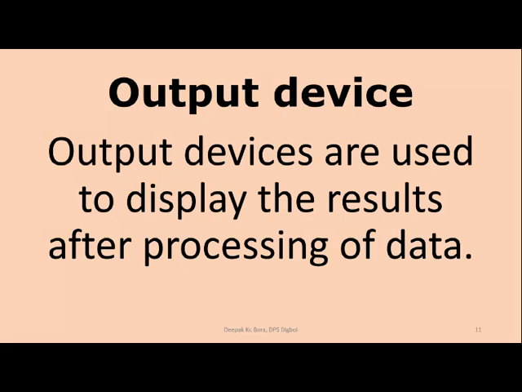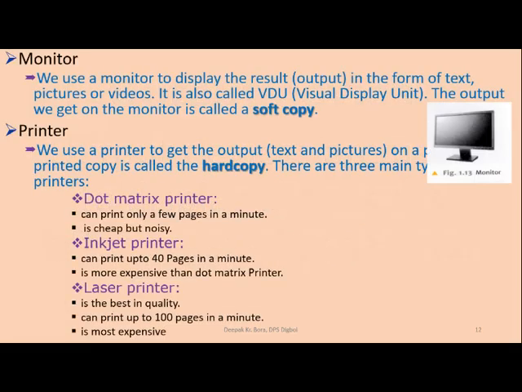Output device. Output devices are used to display the result after processing of data. Monitor. We use a monitor to display the result, that is output, in the form of text, picture, or videos. It is also called Visual Display Unit or VDU. The output we get on the monitor is called a soft copy. Printer. We use a printer to get the output, text and pictures on a paper. The printed copy is called hard copy.